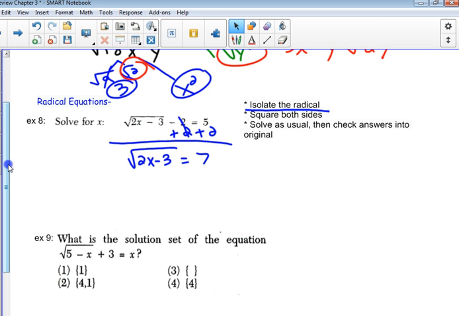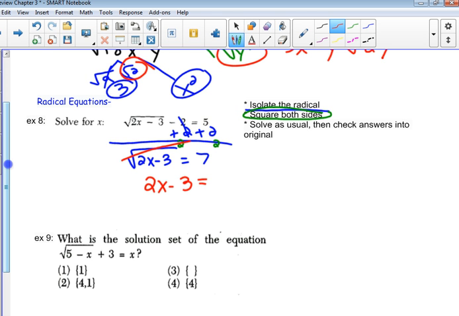Now, once you get the radical by itself, we're going to square both sides. We can only do this when there's an equation, when there's an equal sign. I know a lot of people want to square whenever they see radicals to get rid of them, but you can only do that with equations. When you square a radical, the radical goes away, and we're left with 2x minus 3 equals 49. Perfect. So now we're going to solve this like a usual equation. Good job.